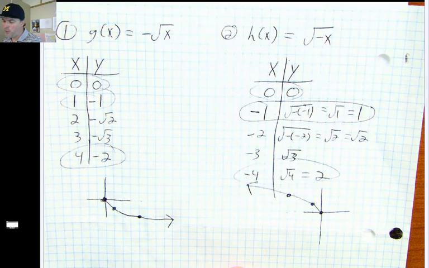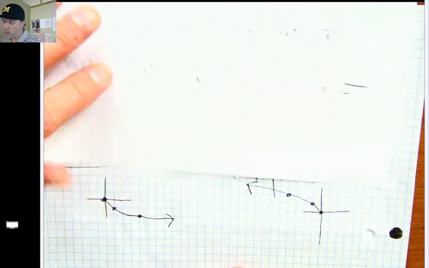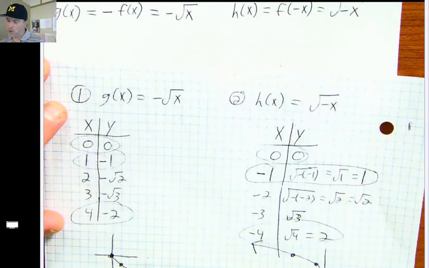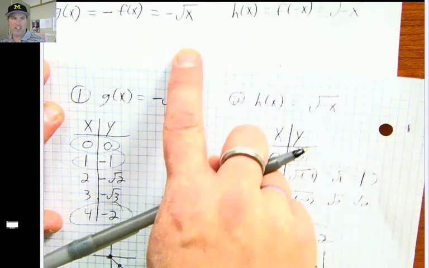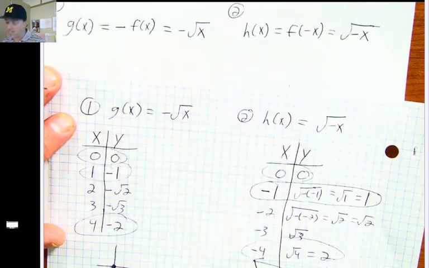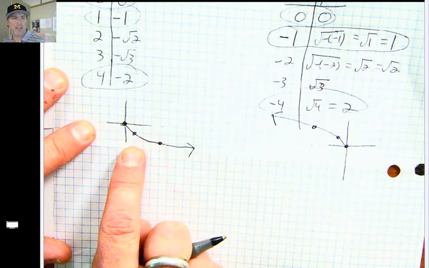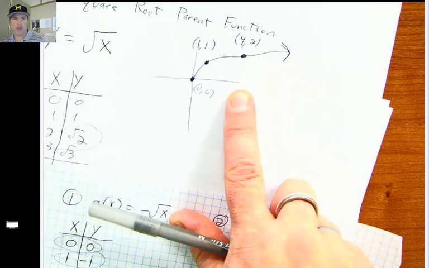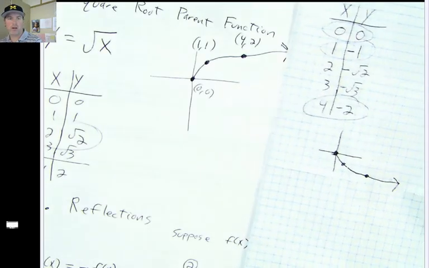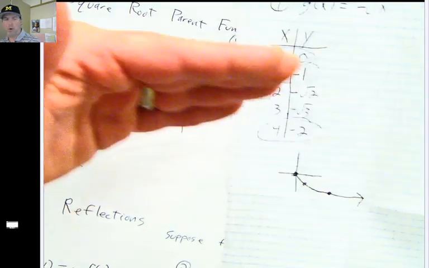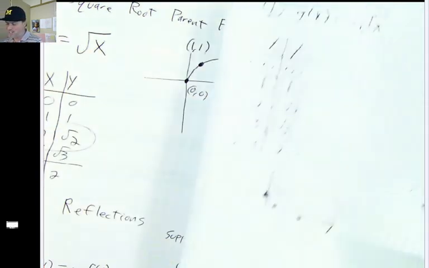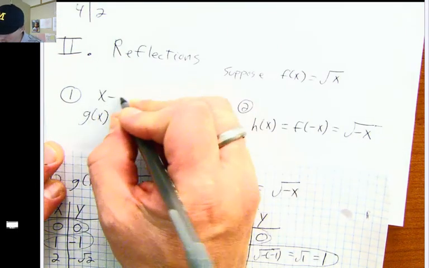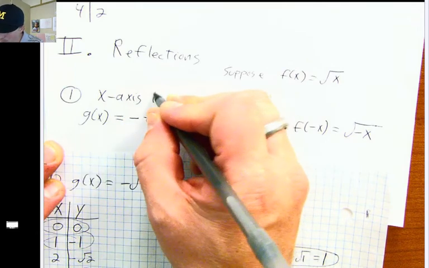Okay, so if we bring this back to what we said originally, this first graph was the square root of negative x. So when the negative is in front, on the outside of the function, if you compare our original parent function and this graph, this is a reflection over this horizontal line, the x-axis. So negative square root of x is an x-axis reflection.